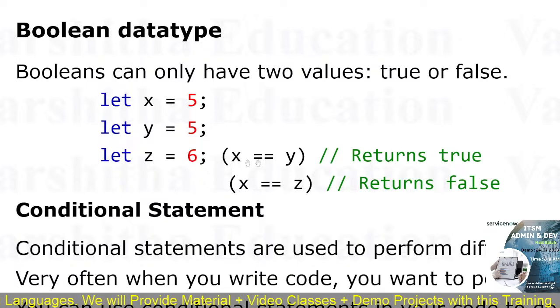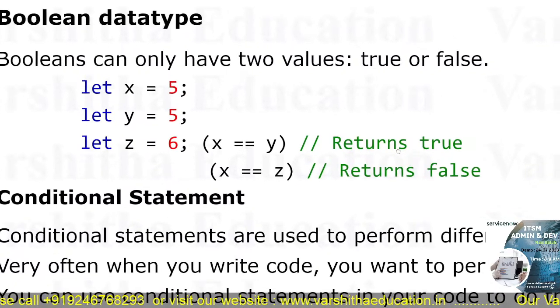That's the reason for x double equals y. If I write this conditional statement, what will happen? It becomes true, because a single equals is an assignment operator and the double equals is a comparison operator. So the double equals compares: x value is 5, y value is also 5, so it automatically returns true.